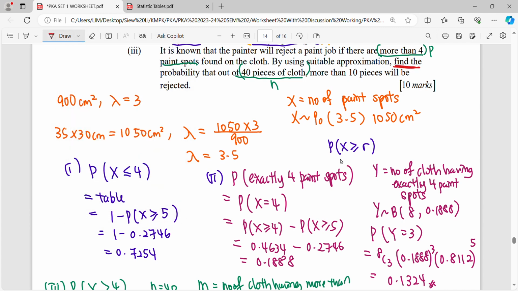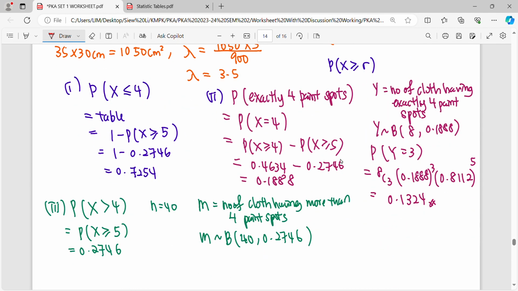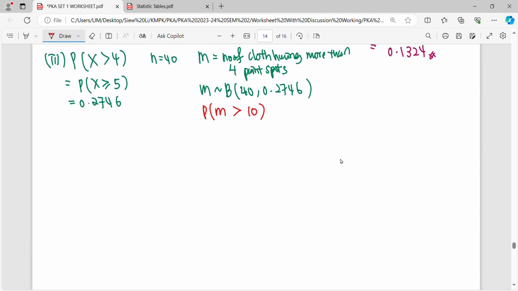The probability that out of these 40, you have more than 10. You want to find the probability M more than 10. So this is the question. Okay, look at the distribution and this question. Are we going to solve using binomial? No. Why?